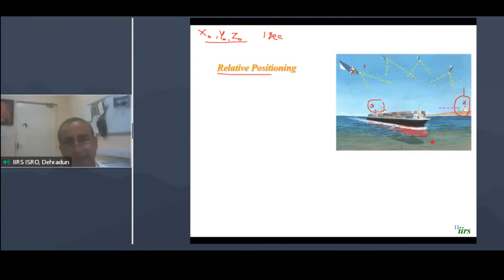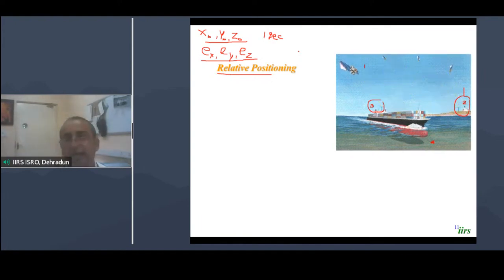So every 1 second, the moment I get coordinates, I compare them with x naught, y naught and z naught, and then I can find out every 1 second what is the error in x, error in y and error in z. Now the rover is also doing observation, and its observation rate is the same, 1 second. So every 1 second we are getting the rover coordinates also.